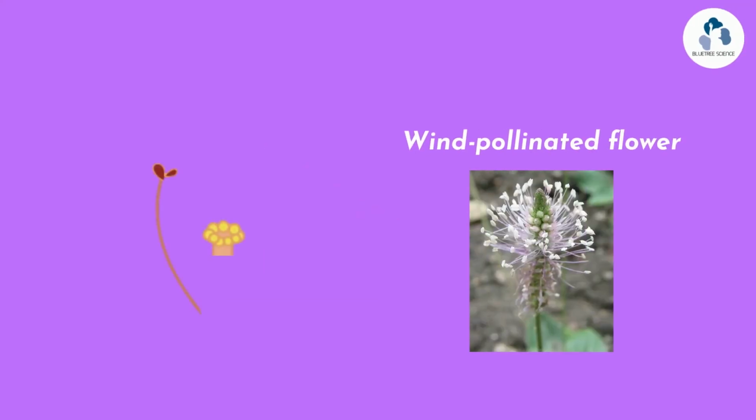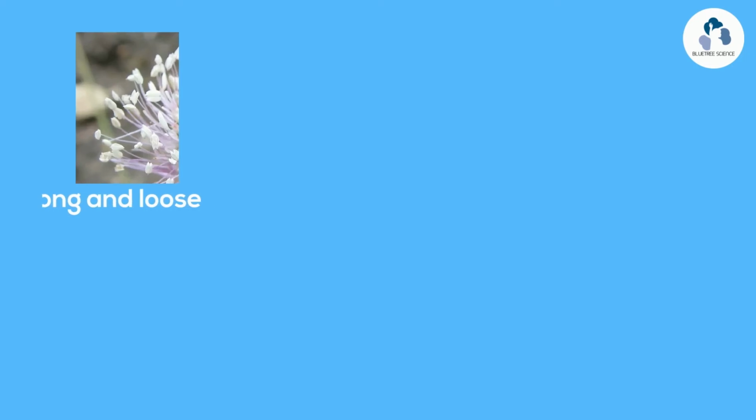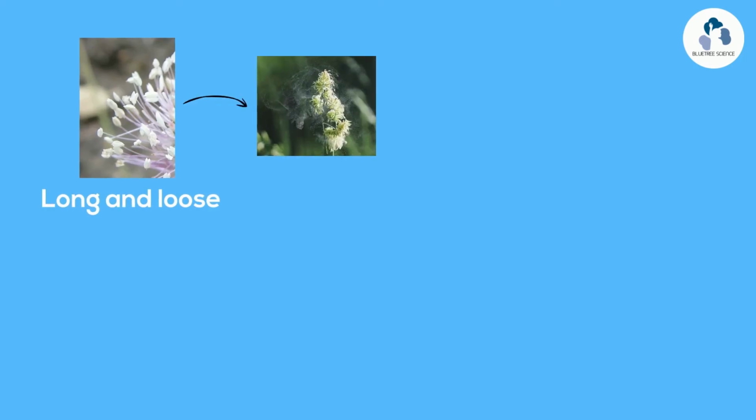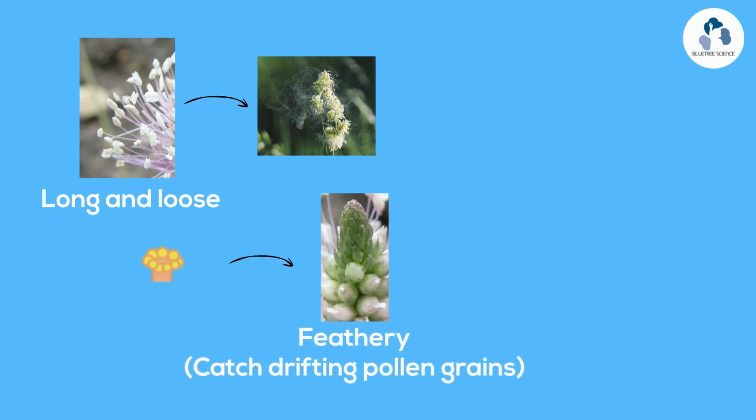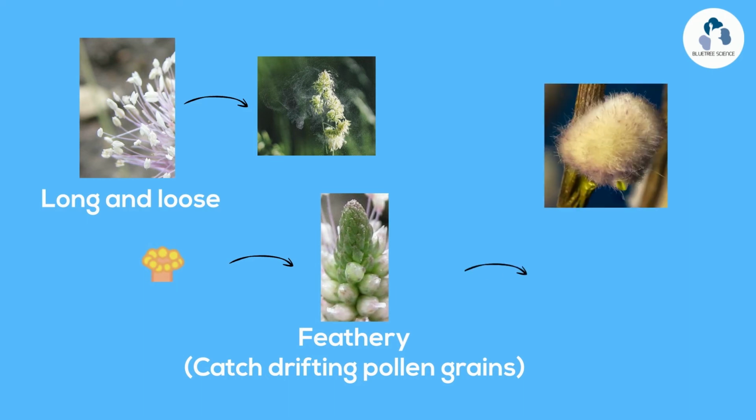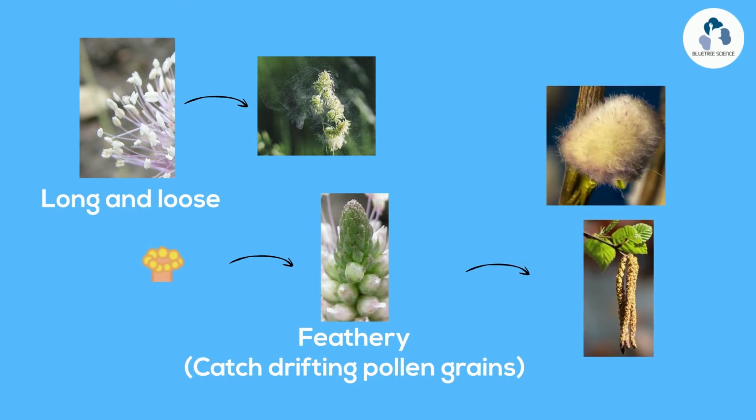On the other hand, the anthers and stigma of a wind-pollinated flower are usually found outside the flower. The anther filaments are long and loose to release pollen grains easily. The stigma is usually feathery to better catch drifting pollen grains released by other wind-pollinating flowers.